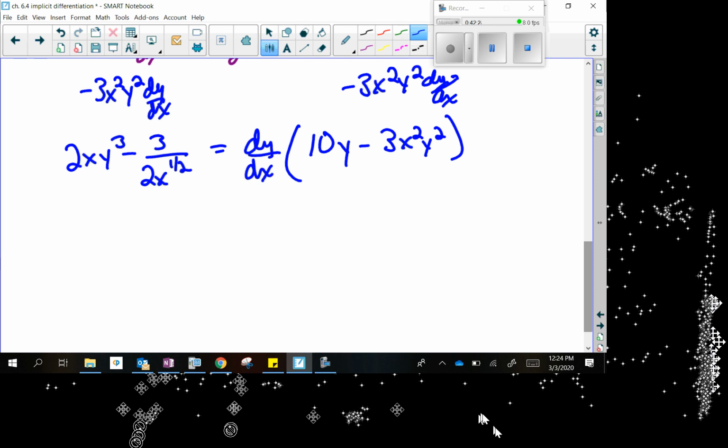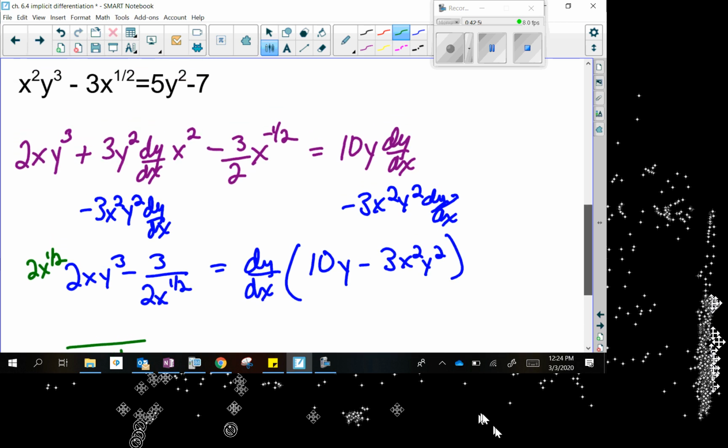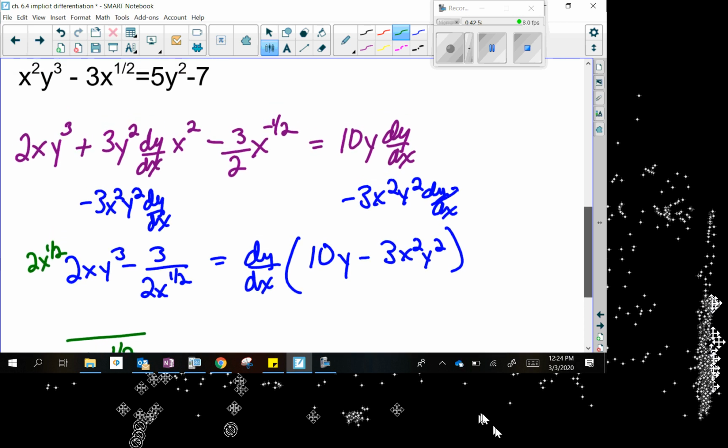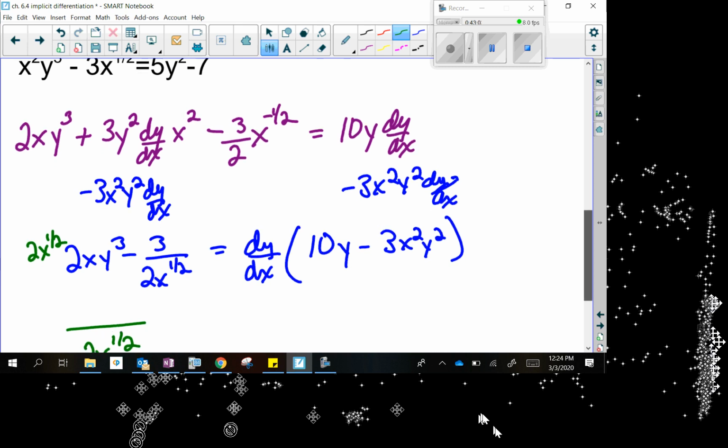Over here, right? Because when we divide, we need a common denominator over here. So what's that common denominator going to be? 2x to the 1/2. Minus 3. Okay. Everybody good with that? Everybody agree? Okay.